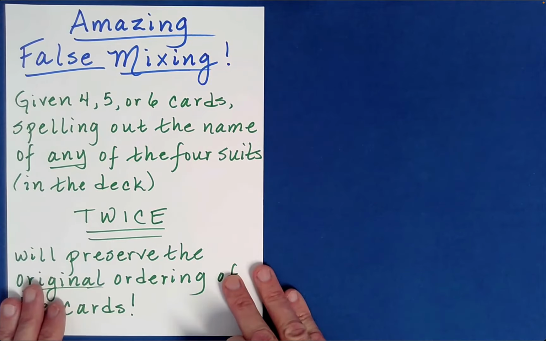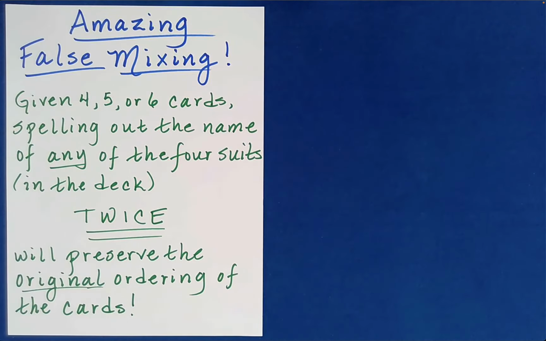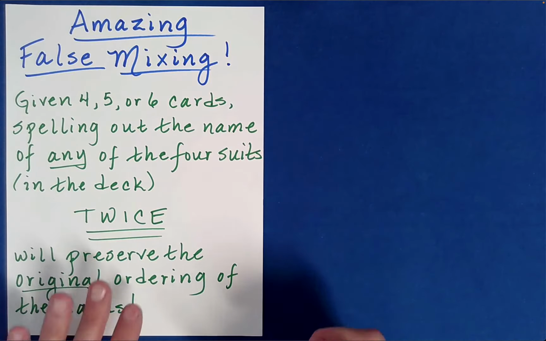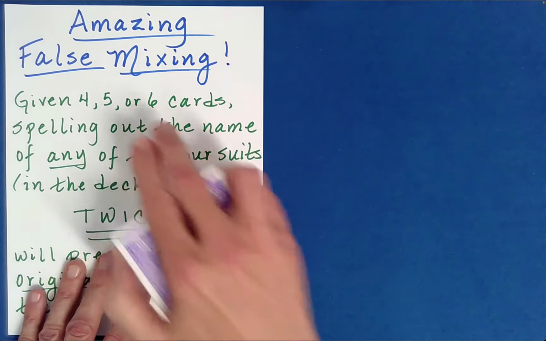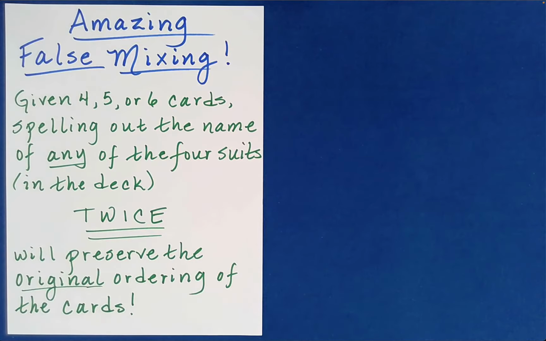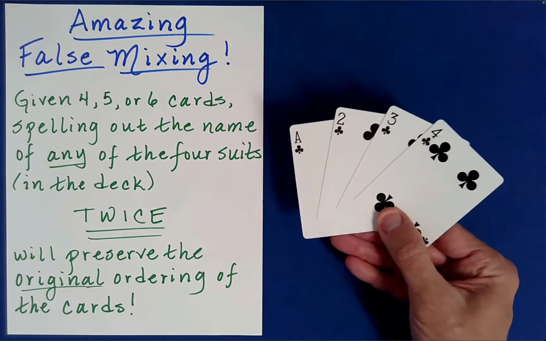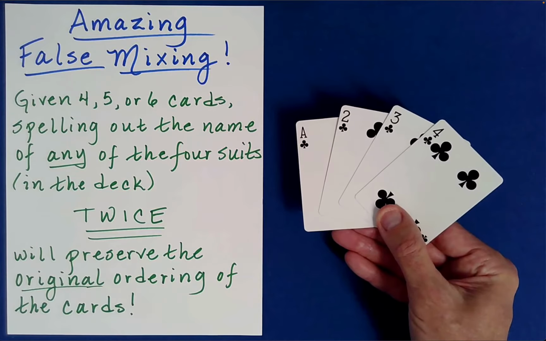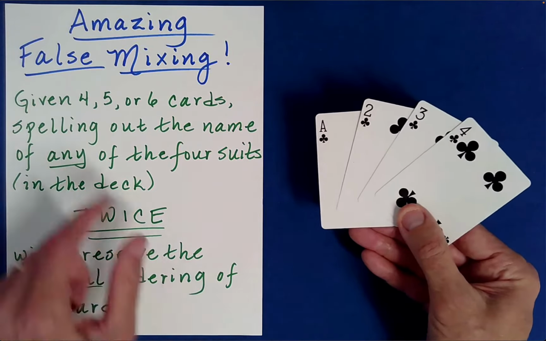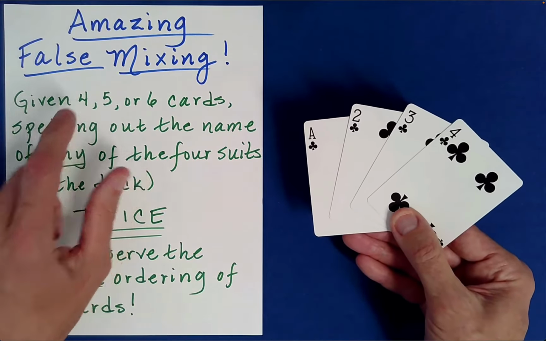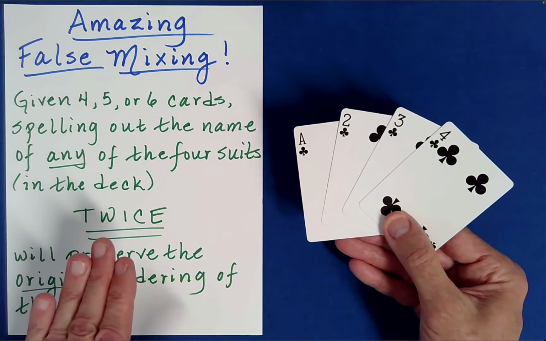This time it involves smaller packet sizes that use any one of the 4 suit names. Isn't that fun? So let me go ahead and kind of set that up. Okay, so for packets of 4, 5, or 6 cards, here is a, quote, false mixing procedure that will always work and return the packet to its original state. So here I have ace through 4 of clubs. So that's the smallest packet size for which this is going to work consistently.